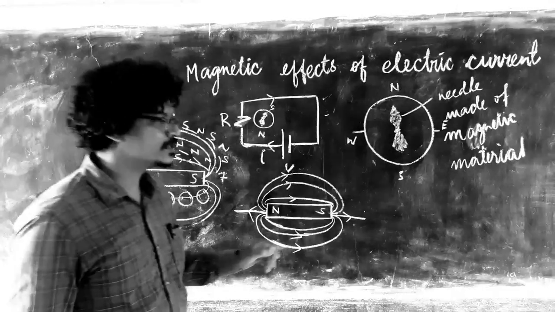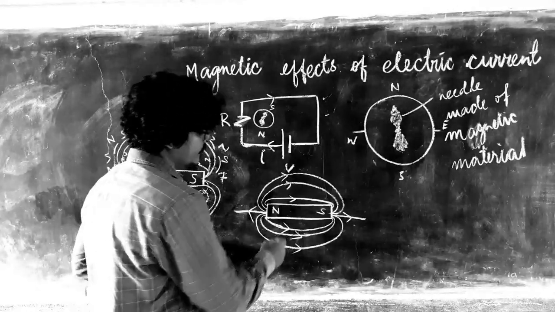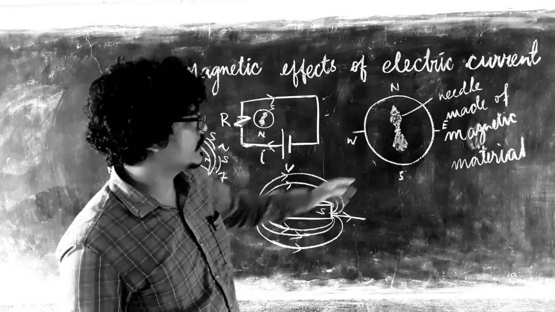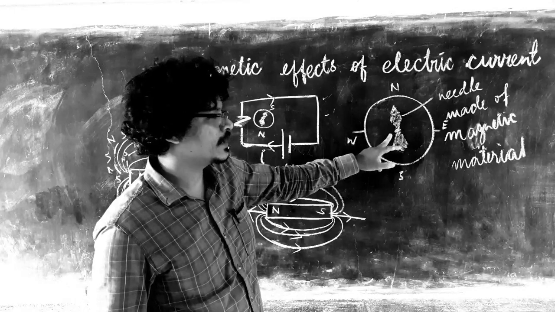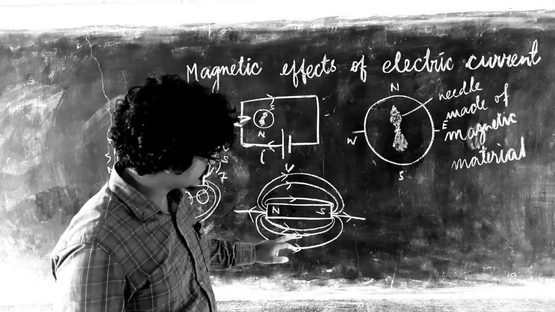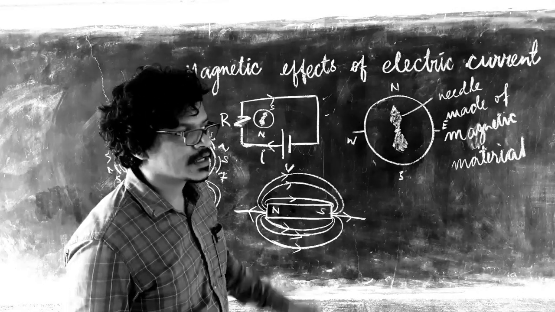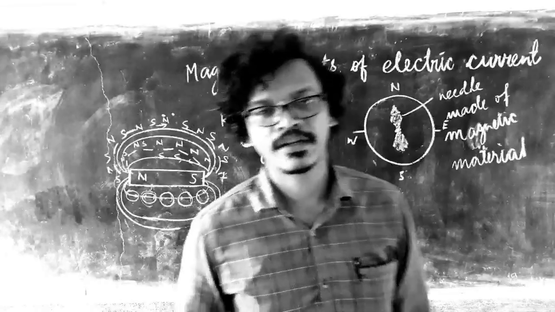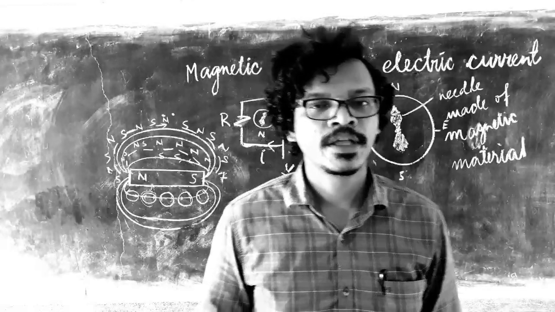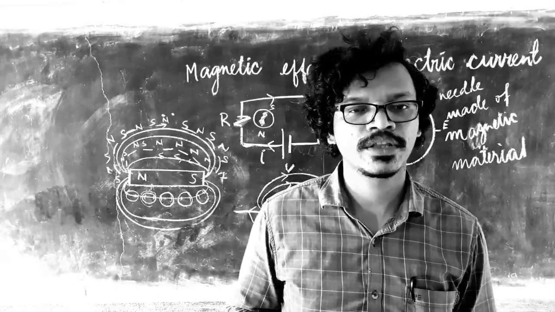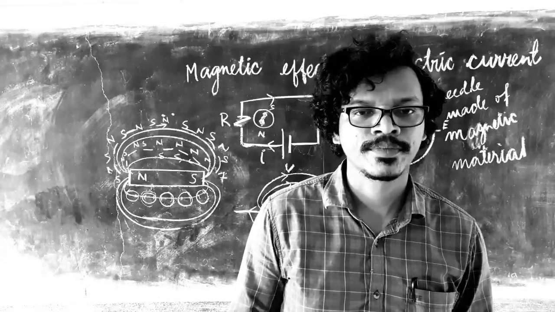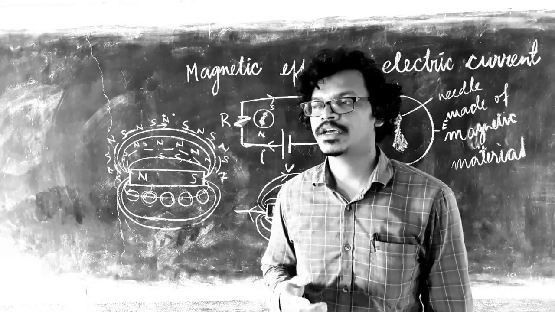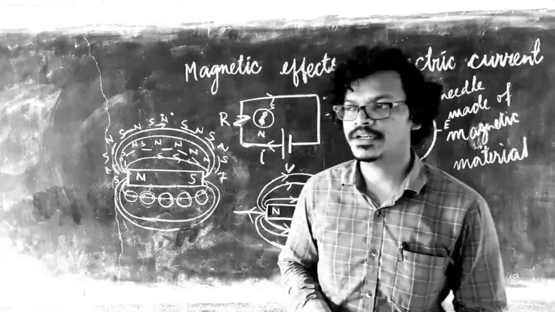you will see that the north part of the magnetic needle will be along the direction of this arrow. So we conclude that any magnetic material produces a magnetic field around the magnet. Any magnetic material produces a field around the magnet, that is the magnetic field.